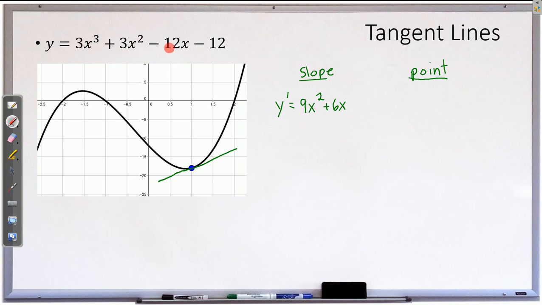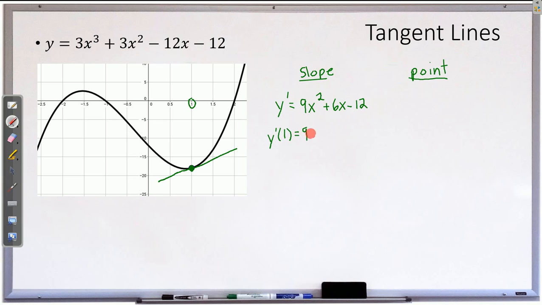And then negative 12, and the derivative of the second negative 12 is just 0. Now, so that is our slope equation, but where do we want the slope? We want the slope right here, right when x is equal to 1. So we want to find y prime at 1.